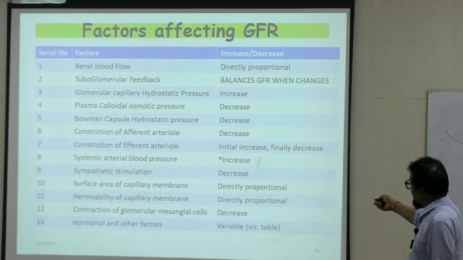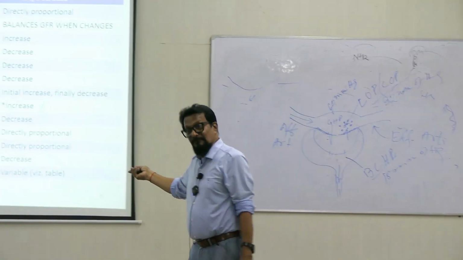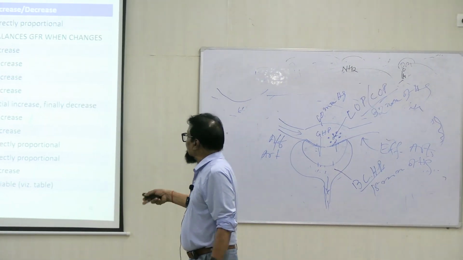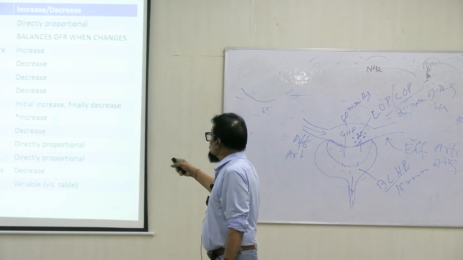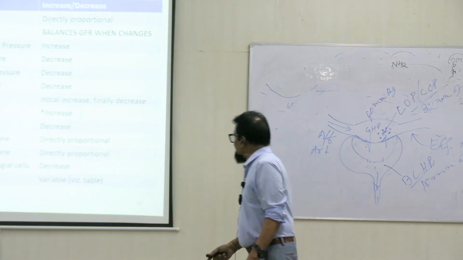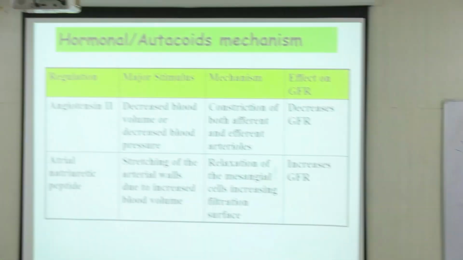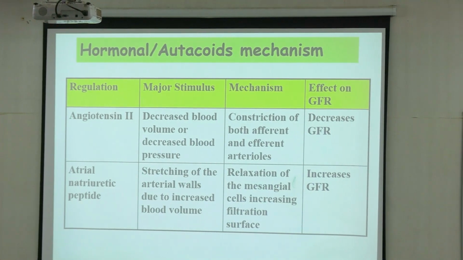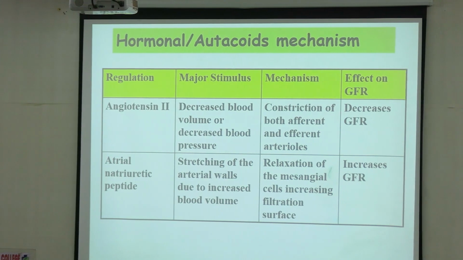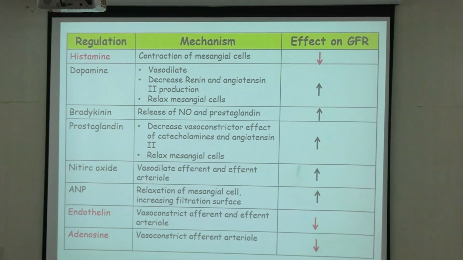Increase in systemic arterial pressure also increases the hydrostatic pressure. Surface area is directly proportional, and capillary permeability is directly proportional. Contraction of the glomerular mesangial cells reduces surface area, so there is a decrease in GFR. Now hormones and other factors, see what their role is. Angiotensin 2 will decrease the GFR. ANP will increase the GFR, and these are the other hormones and their effects.